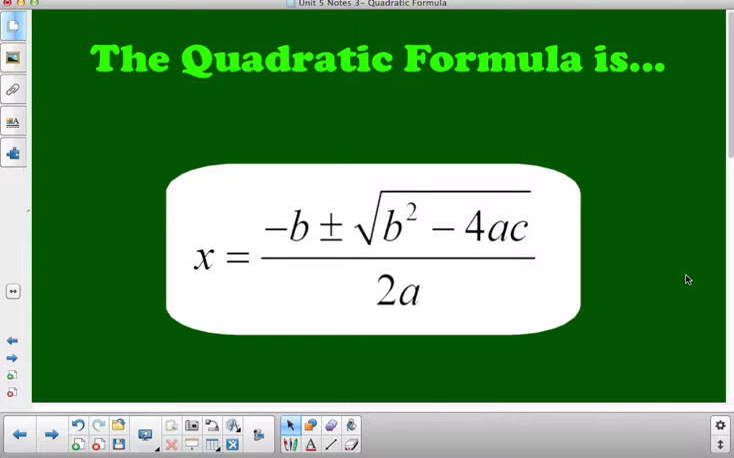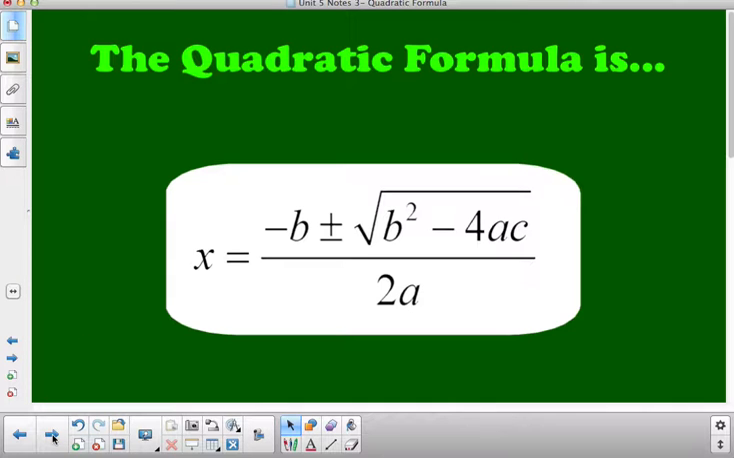So quadratic formula, x is equal to the opposite of b plus or minus the square root of b squared minus 4 times a times c all over 2a. It's a long, lengthy formula, so hopefully you got a chance to write that down. You can go ahead and pause your video if you need to.